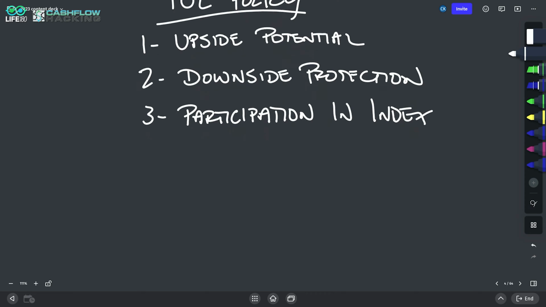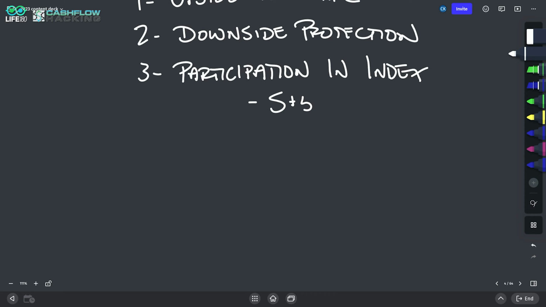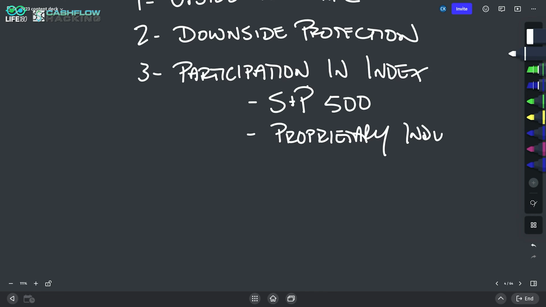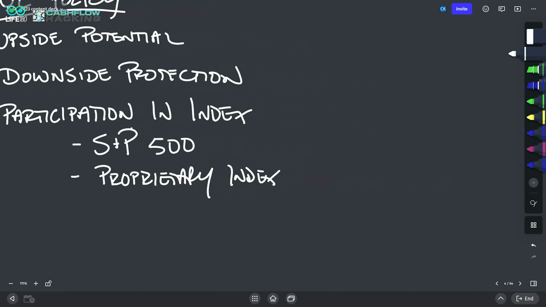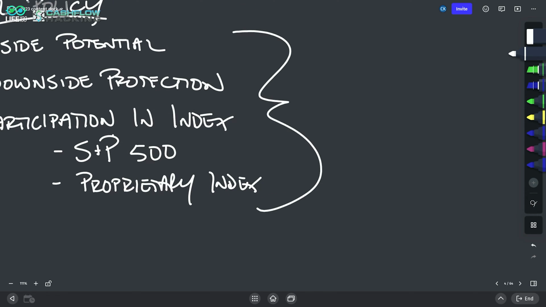This could be the S&P 500. Pardon my bad handwriting there. It could be through a proprietary index. It doesn't really matter. The bottom line is the idea and the story here is upside potential and downside protection through participation in an index. What is the idea? The idea is saying, all right, if we could cap you, maybe there's a cap of 10 to 12%.